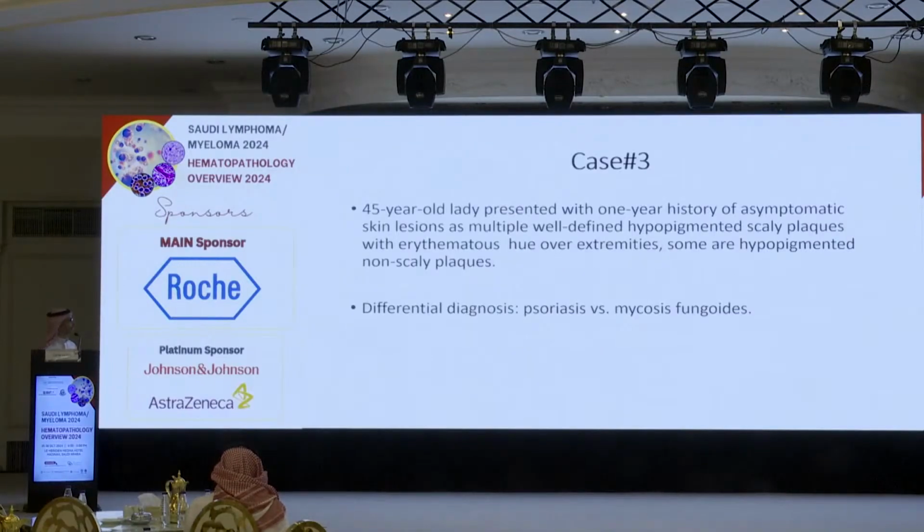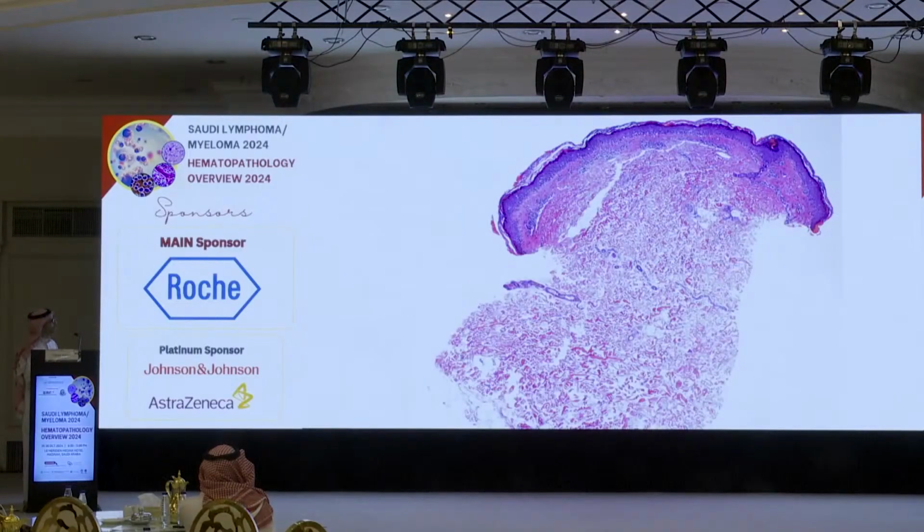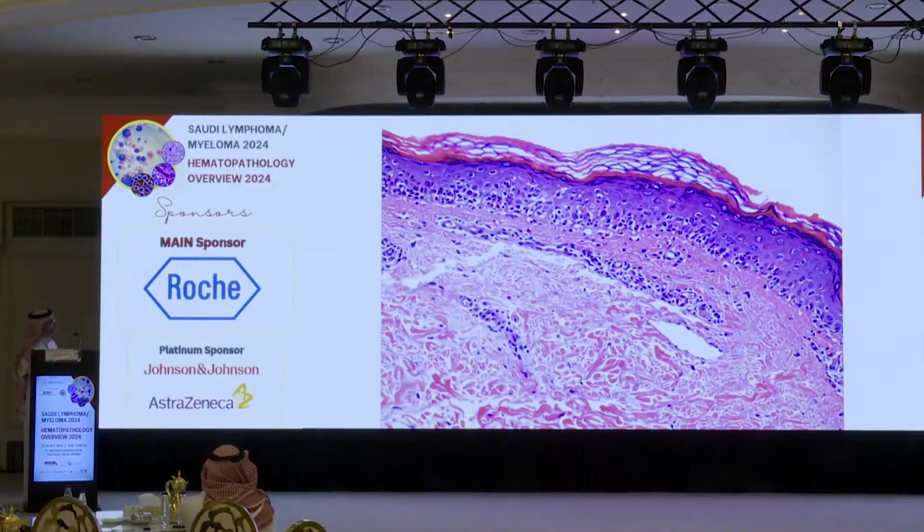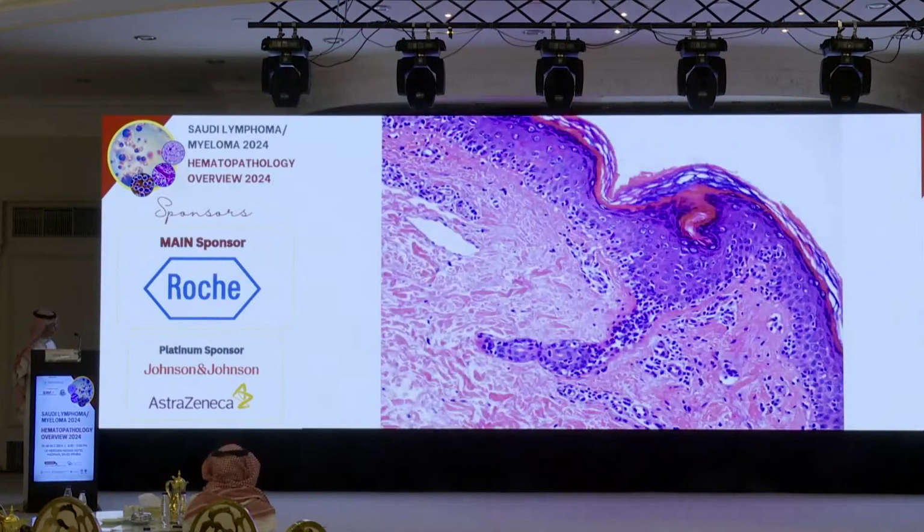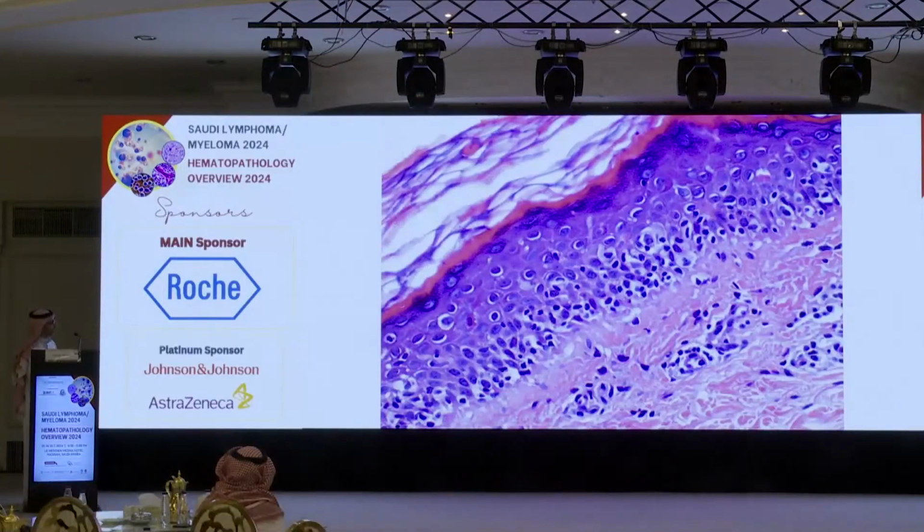Case number 3. This is a 45-year-old lady presented with 1-year history of asymptomatic skin lesions that are hypopigmented, and the clinical differential diagnosis was psoriasis and mycosis fungoides. As you see, the punch biopsy shows inflammatory infiltrate in the superficial dermis, tagging the dermo-epidermal junction with a prominent pattern of tagging, and there is papillary dermal fibrosis. They are going along the eccrine ducts. Here they are a little bit large in size, with mild hyperchromasia and papillary dermal fibrosis.